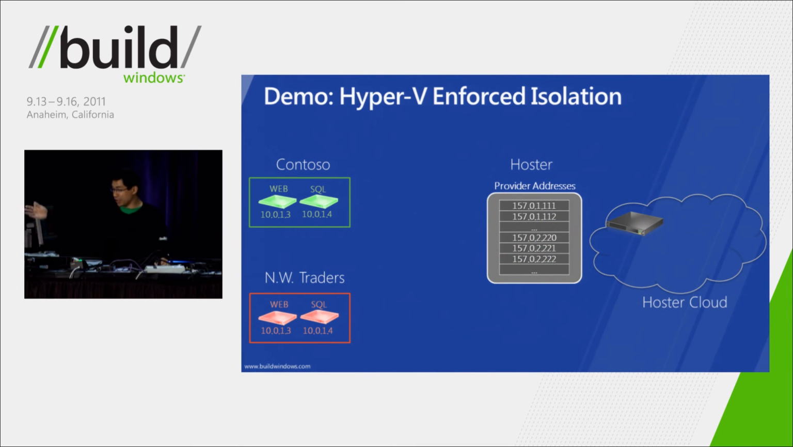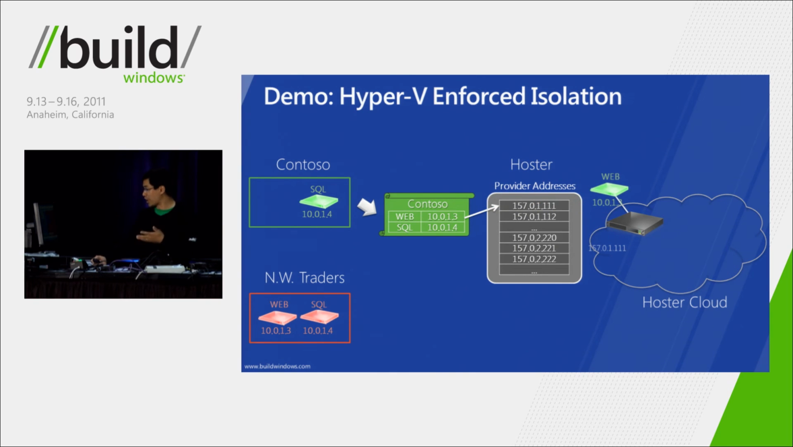So in the beginning, there are two corporate networks. You have Contoso, we have the trader. In the demo, what we did is we onboarded the Contoso to the cloud. We onboarded the web server to the cloud. So you see it's keeping its 10.0.1.3 IP address. And we have cross-premise connectivity from Contoso to the cloud.